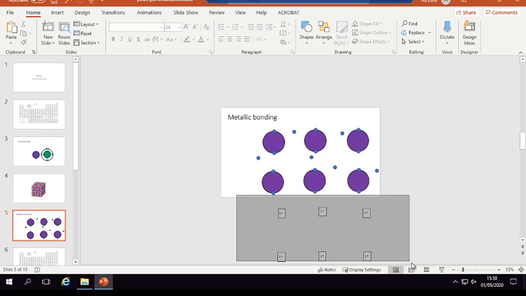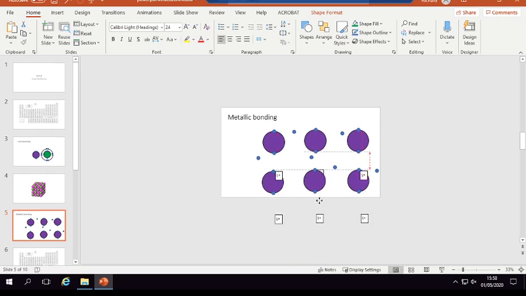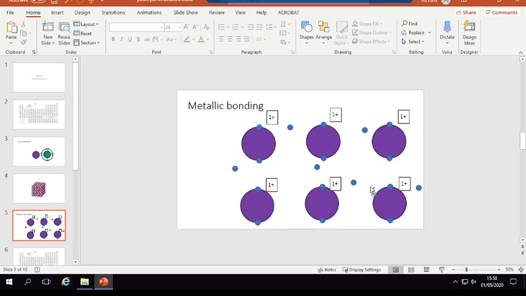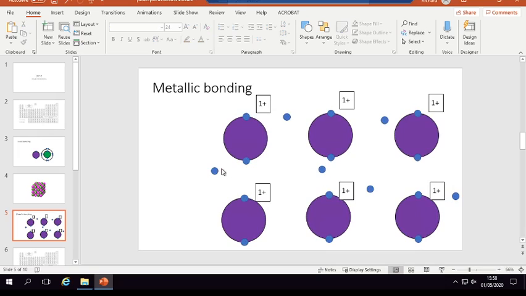You wouldn't get the mark for saying atom. If they've got a 1+ charge, they must be 1+ ions. There we are. And the reason this metallic structure is held together is the attraction between the positively charged ions and the delocalized electrons. Again, I don't want anyone writing negative ions for this. There are no negative ions to speak of. These things are attracted to one another because that's negative, that's positive.